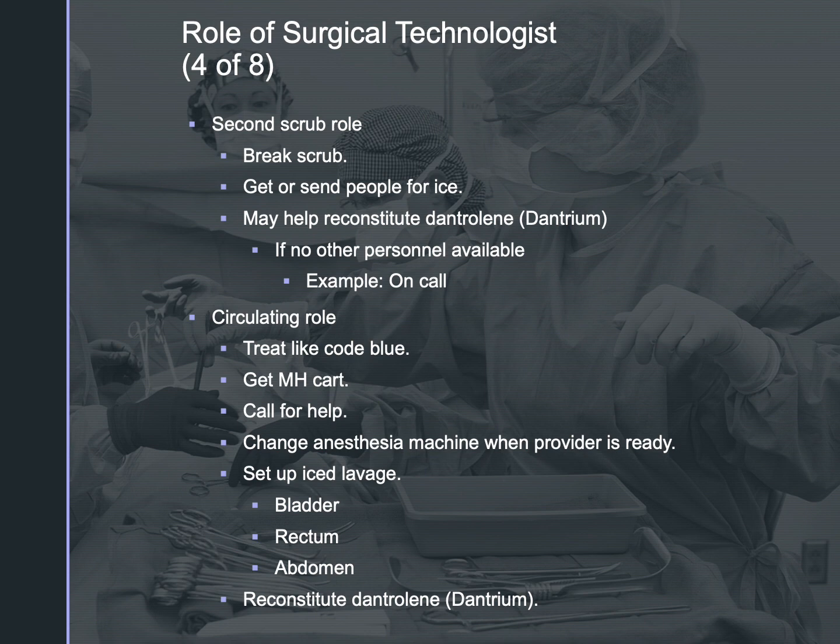When appropriate, the surgical tech in the second scrub role might break scrub to help run for ice or get additional people to come and help, or if no other personnel are available, they may help reconstitute the dantrolene. It is not within our scope to administer the dantrolene, so remember that. If you are assisting the circulator, you might also be asked to get the malignant hyperthermia cart, call for help, assist the anesthesia care provider, set up ice lavage, or reconstitute the dantrolene.